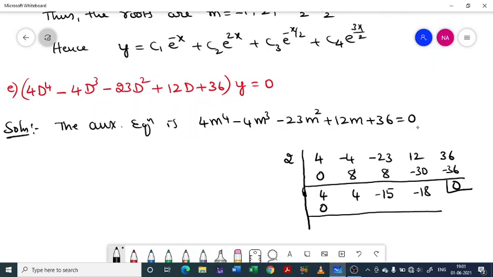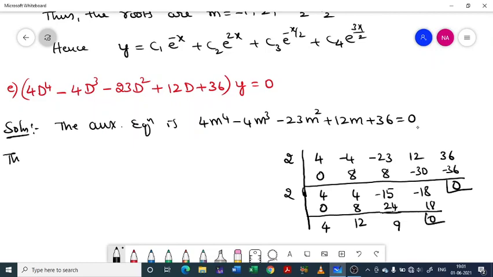So again I am taking 2 only. 4 plus 0 gets 4. 4 into 2 is 8, so 12, 16. Okay, 12 into 2, sorry, 12 into 2, right? I forgot. 24 minus 15 plus 24, you get 9. 9 into 2 is 18, that is 0.